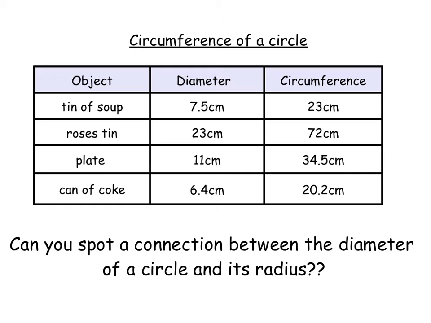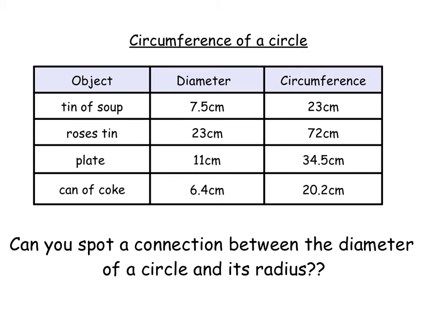Because let's have a little look. If you do 3 times 7.5, you get 21.5, not far off. If you do 3 times 23, you get 69, that's nearly 72. 3 11s are 33, not bad. So I would hopefully then say, all right, yeah, you're right, the connection is, it's roughly 3 times bigger.